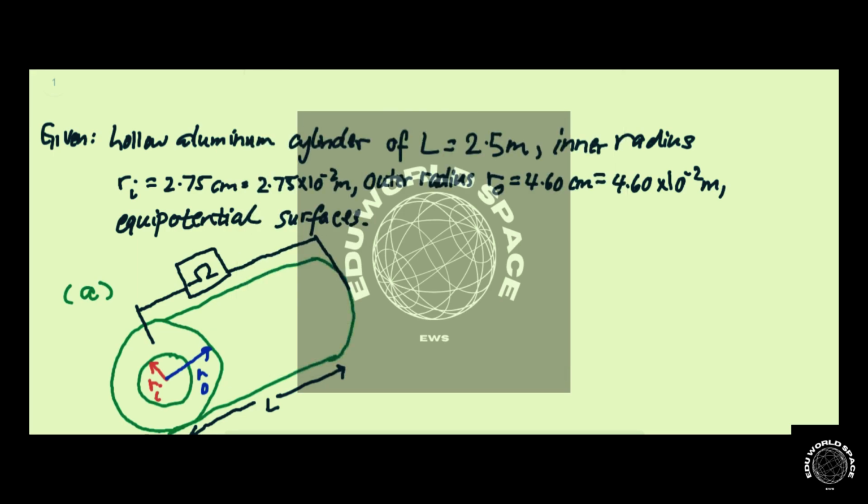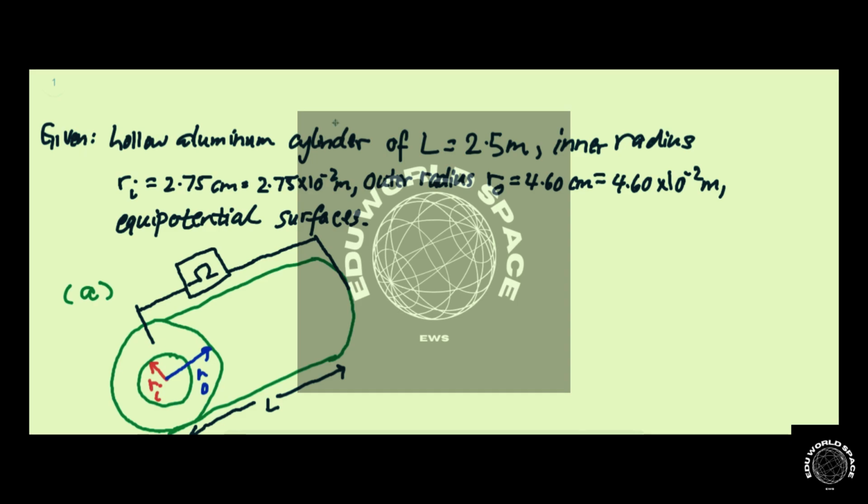Okay, so we're given a hollow aluminum cylinder of length 2.5 meters, inner radius of 2.75 centimeters or 2.75 times 10 to the minus 2 meters, and outer radius of 4.6 centimeters or 4.6 times 10 to the minus 2 meters. And we're told to treat each of the surfaces as an equipotential surface. And in part A, you're asked to find the resistance between the two faces of the cylinder.